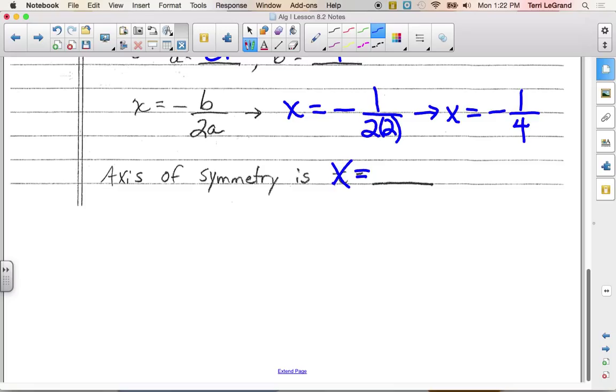Okay, so the axis of symmetry is x equals -1/4. That would have been one of those that it would have been hard to tell on the graph, because negative 1/4 could have just as easily been negative 1/3, could have just as easily been negative 3/8. It's hard to tell. So to make sure we get it exact, we use our little formula. Okay, questions at the moment?